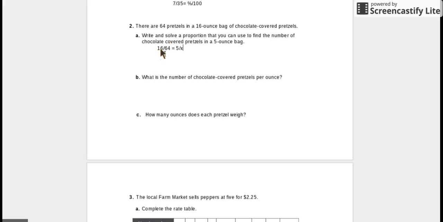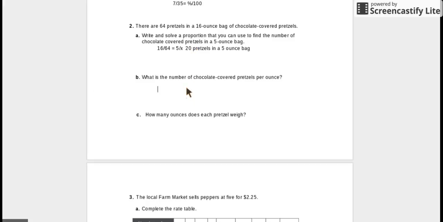Again, we have ounces, 16 ounces and 5 ounces, on top. Pretzels, 64 and unknown, on the bottom. And then we just solve it like we normally solve it. We multiply the partners, which is 5 times 64, which gives us 320. And then we divide by the loner, which is 16. And that gives us exactly 20 pretzels in a 5-ounce bag.